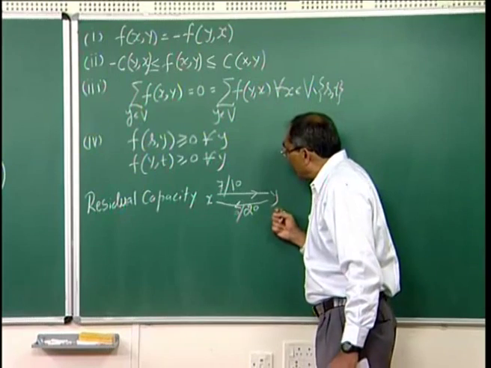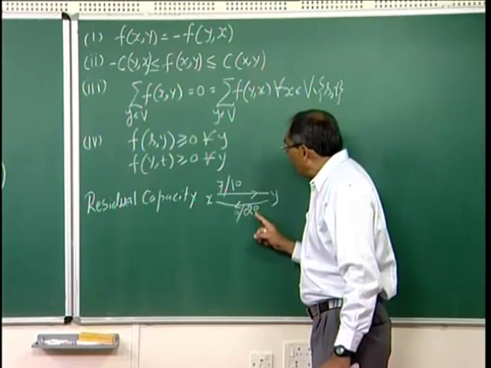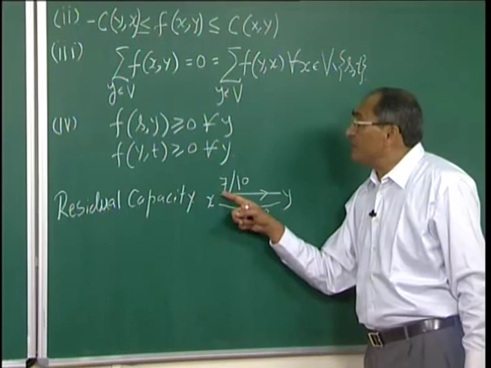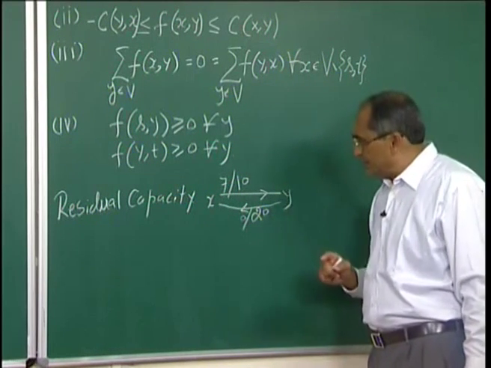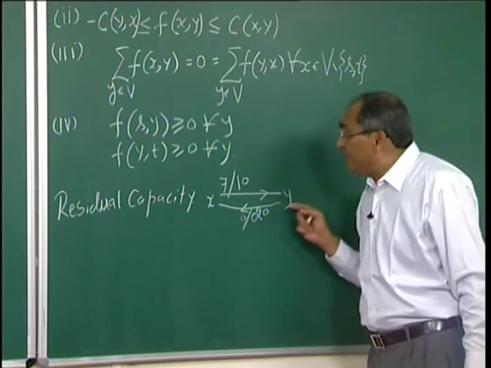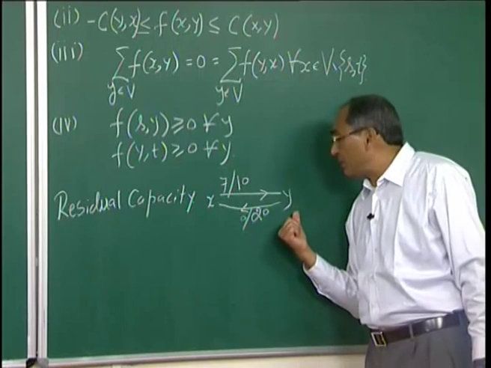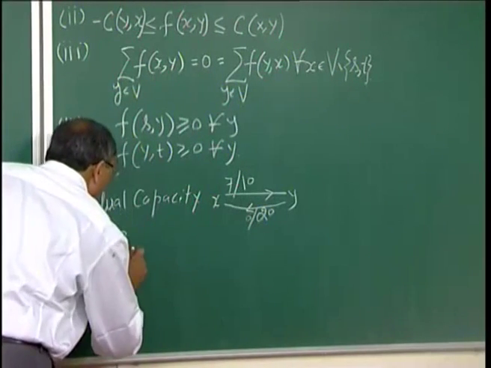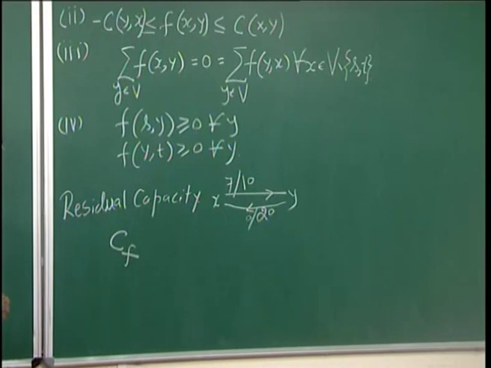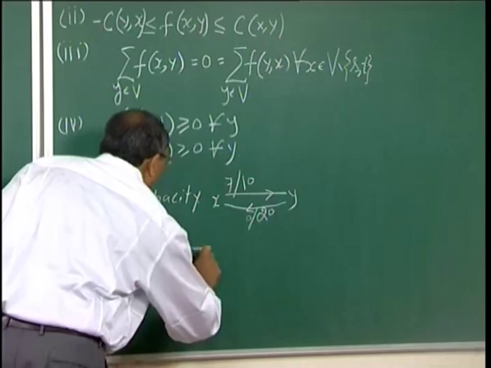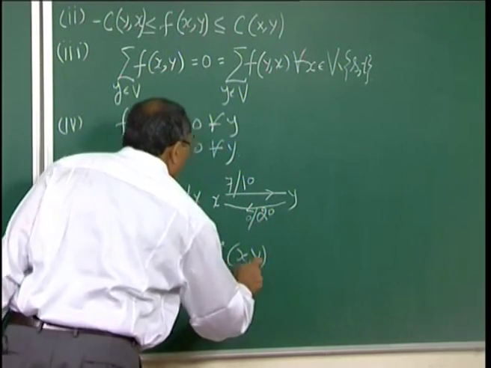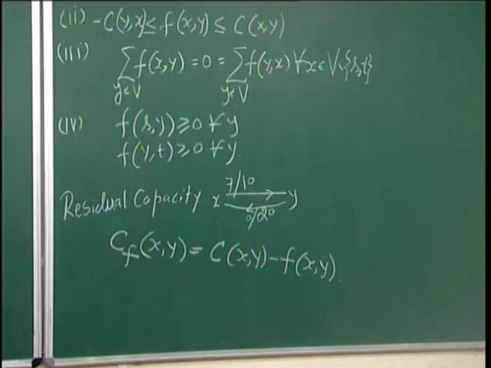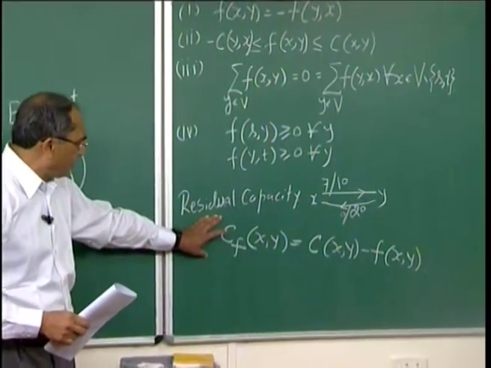How about the residual capacity from y to x? Well, obviously, we can put 20 units of flow in this direction, but whatever 7 units of flow is flowing in this direction can also be neutralized. So, that can also be added in this direction, and in all there is a residual capacity of 27 units from y to x. So, we define residual capacity as C subject to a given flow f from x to y as C of x to y minus f of x to y. So, that defines a residual capacity which will be useful later on.